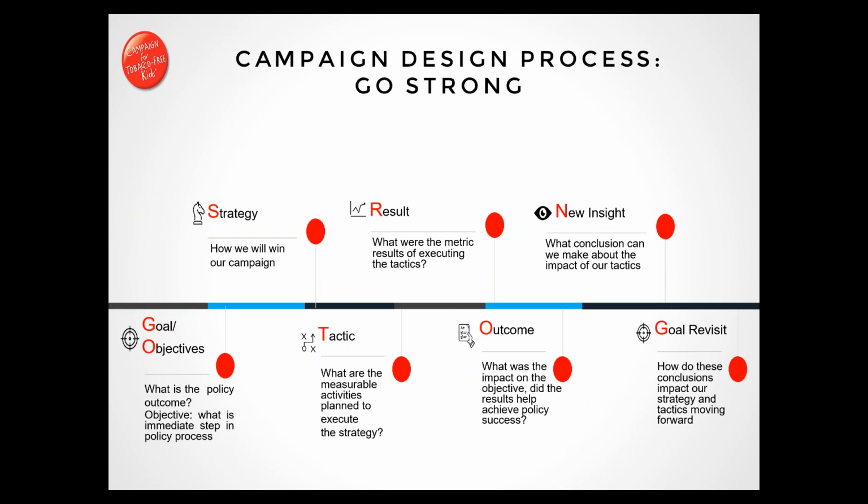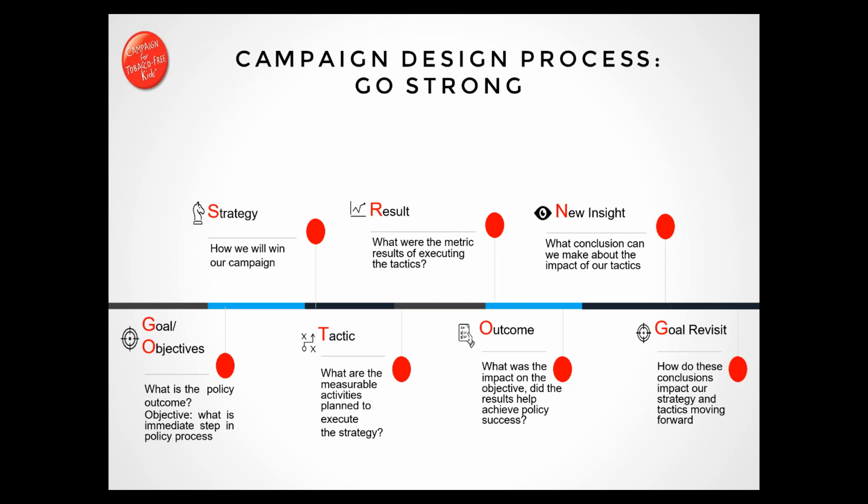Next, we are talking about how to design a campaign. Now, again, we are a huge fan of the Go Strong campaign design template, where we start with what our goals and objectives are, where you will hopefully use the SMART framework to create goals and objectives, work our way through to the strategy, which is how we will win our campaigns, and then the tactics, that are the measurable activities that you have planned that speak to the strategy, then what the results are.